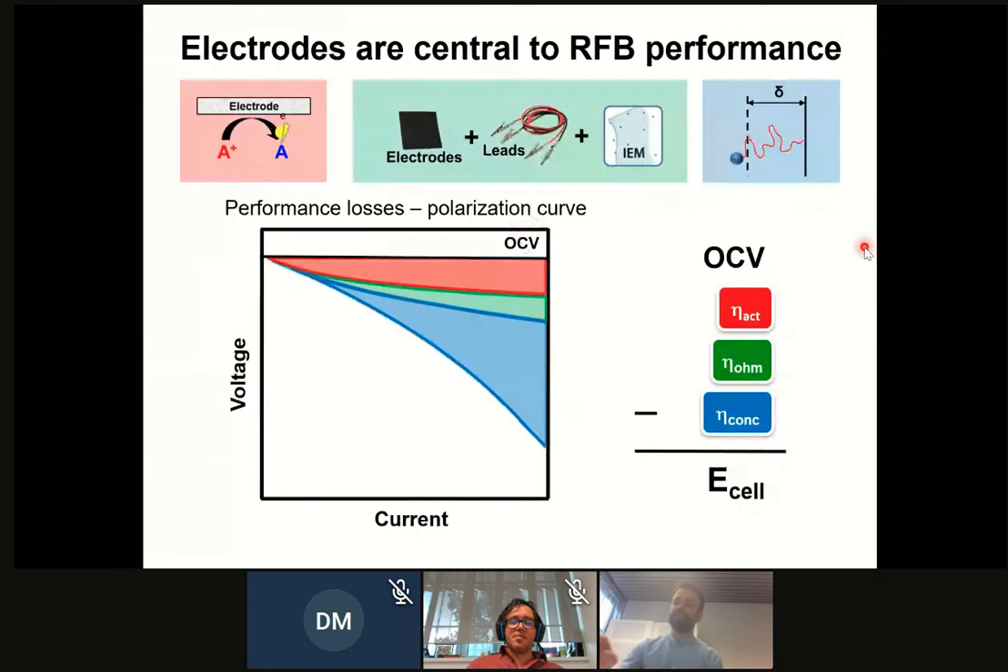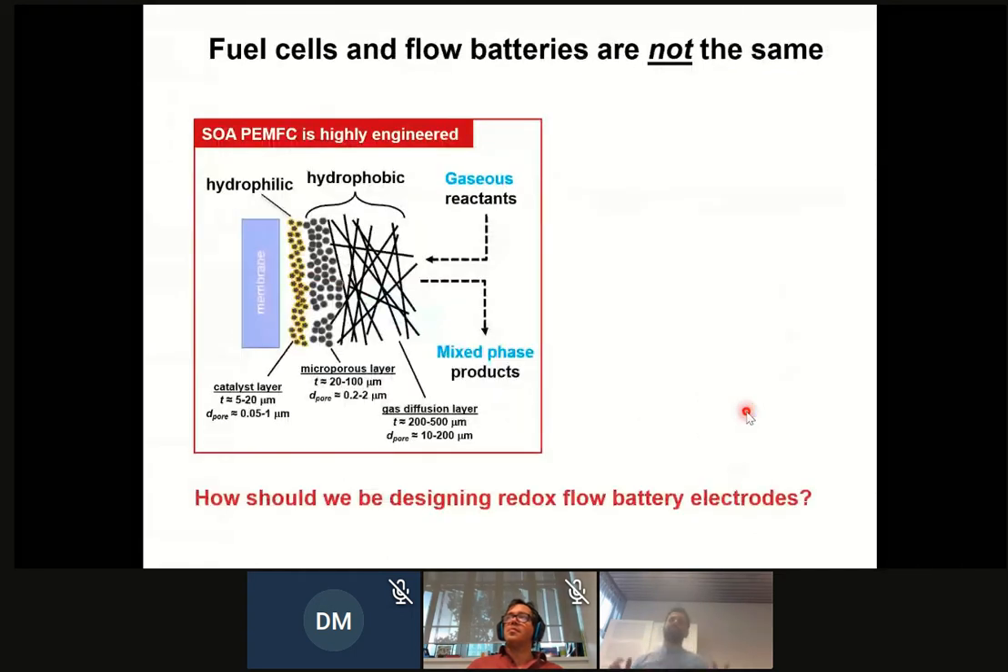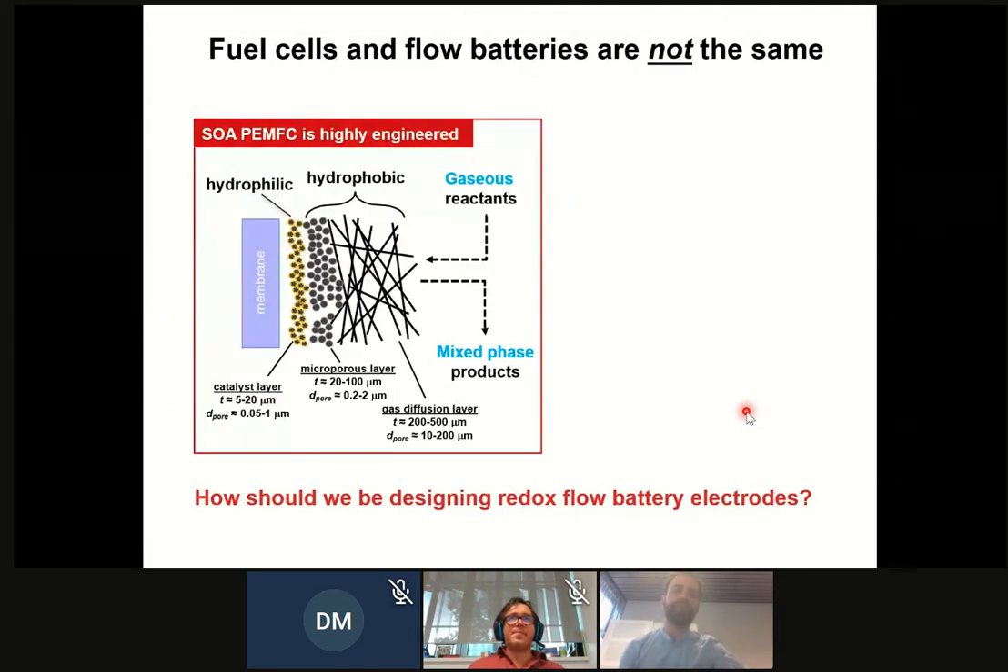So we want to minimize these three, and actually electrodes will allow us to minimize these three. So a proper design of electrode is going to allow you to get to high power density. And one of the problems in the electrochemical community in general is that we take a technology that is very mature, in this case, polymer electrolyte fuel cells, and we say, okay, if a certain porous media worked in that application, why don't we just take it and use it in another application? And that's what we have done.